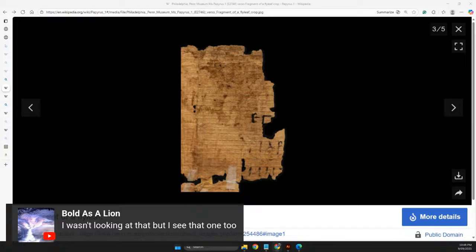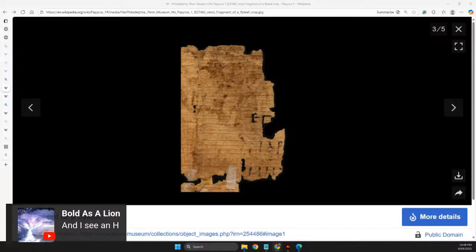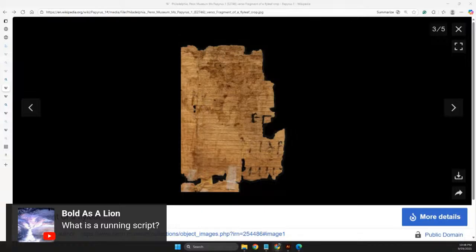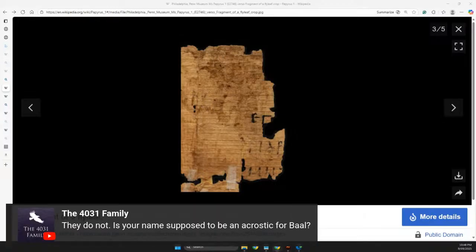Boulders Alliance says, I wasn't looking at that, but I see that one too. Yes, I see an H, a chi, iota, sigma, eta, sigma. Does anyone else see that? What is running script? Yeah, the line in the middle is shorter. Okay, thank you, Nick. So the words don't have spaces between them. Yes, in the earlier Greek, they eventually did. The 4031 family, they do not.